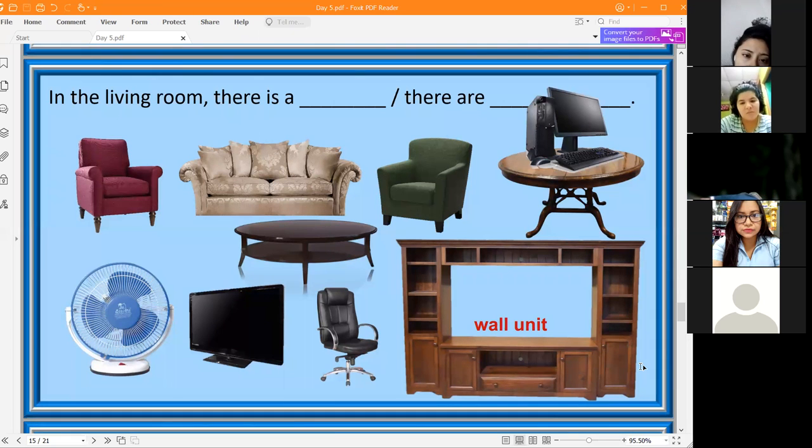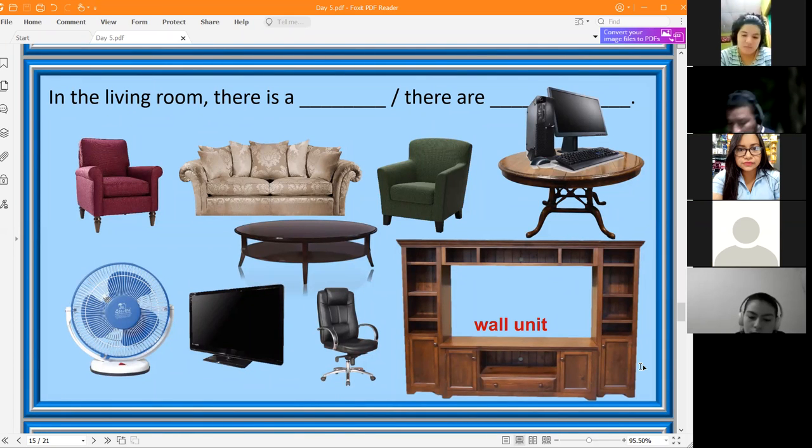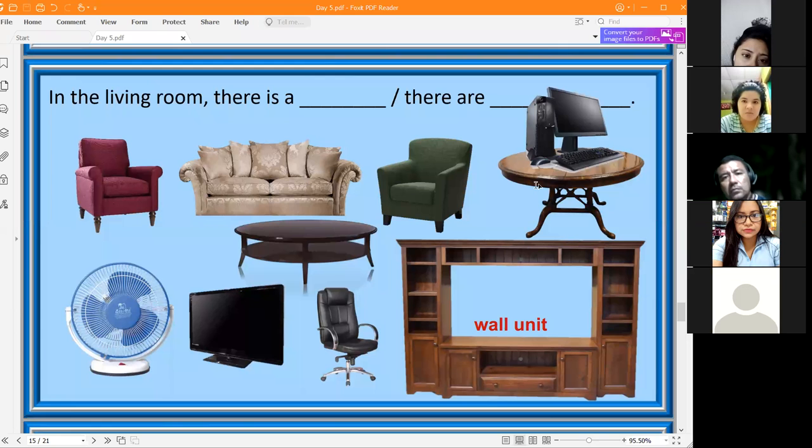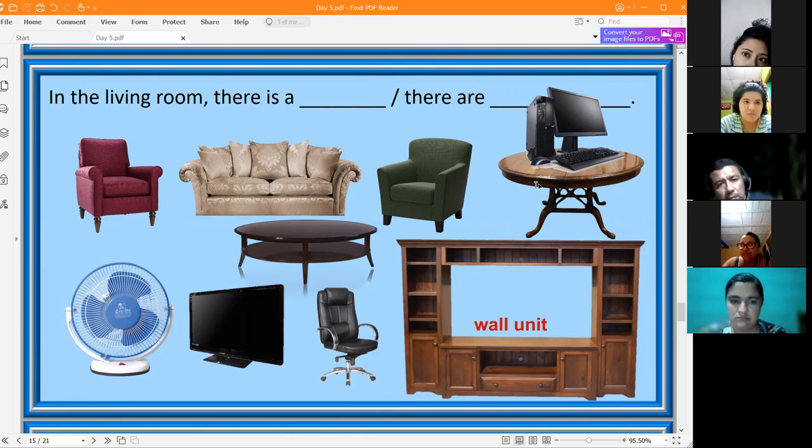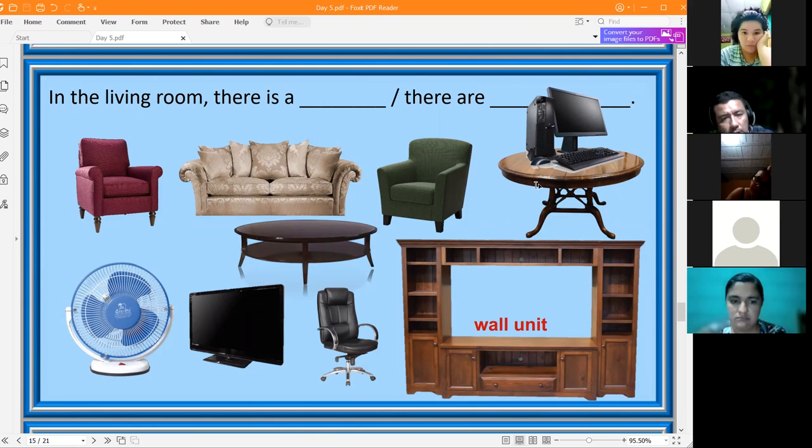Now, Rolando Guzman Revelo. There are two armchairs. There is an office chair. There is a fan. Okay, that's it. Excellent. Thank you. Now, another volunteer to describe his living room. There is a computer. Thank you, William. Continue. There is a smart TV. Okay, excellent.